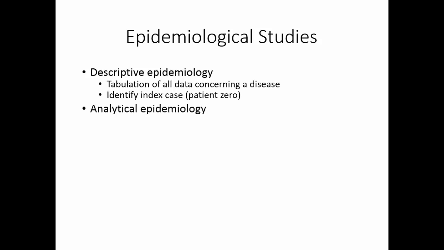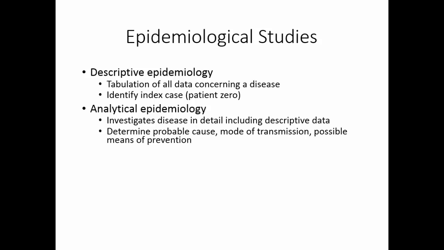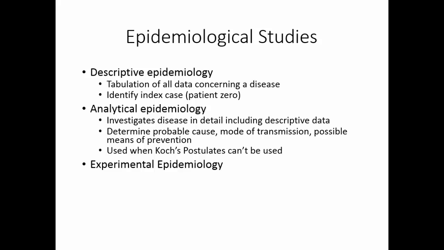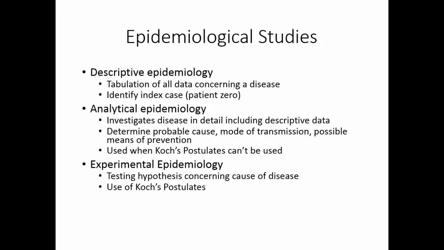In analytical epidemiology, they investigate the disease in detail. They use the descriptive data, and they try to determine the probable cause, the mode of transmission, and a possible means of prevention. This is used when Koch's postulates can't be used to try to identify the source of a disease. In experimental epidemiology, they're testing the hypothesis concerning the cause of disease. This is when they will use Koch's postulates if they can.